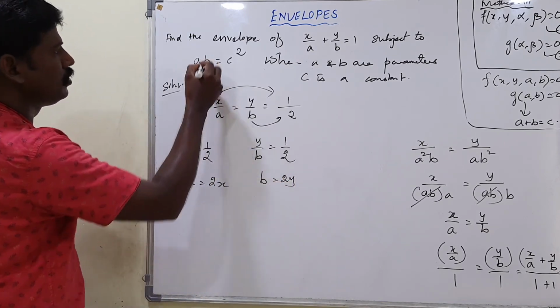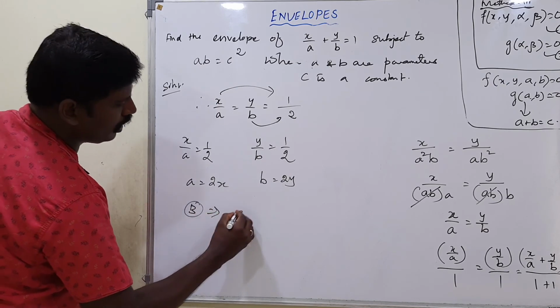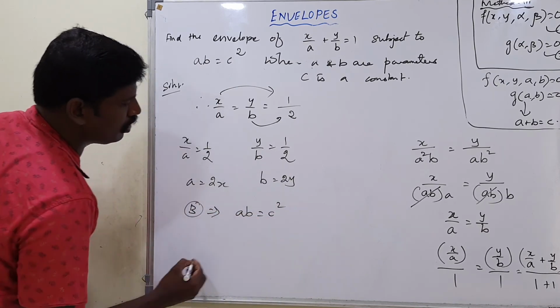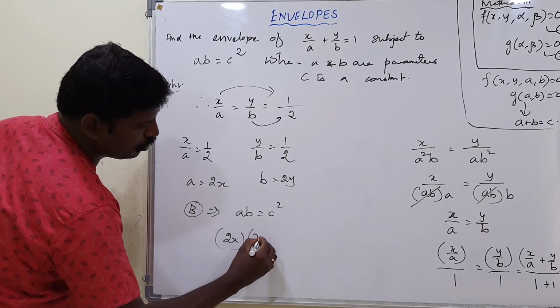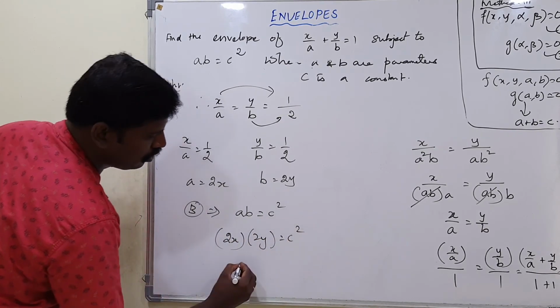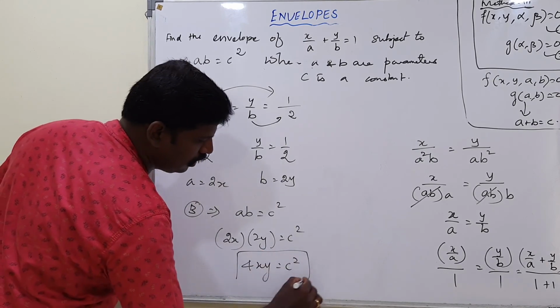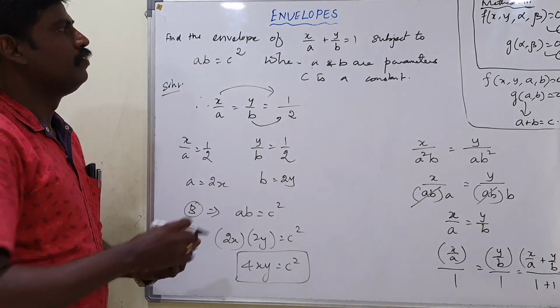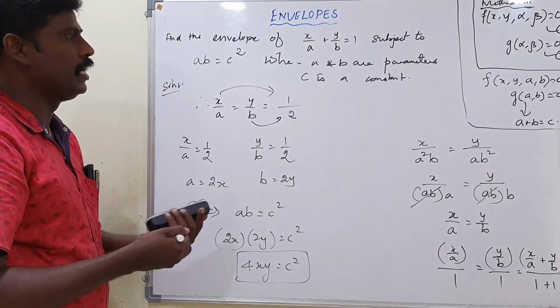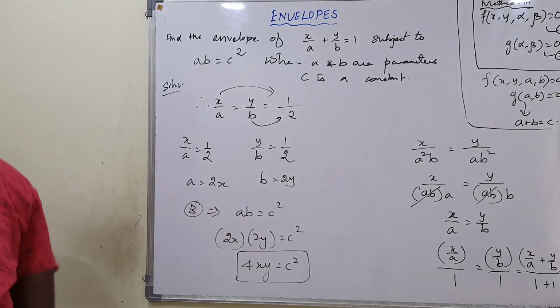Substitute these two values in the given relationship. The relationship between a and b is ab = c². Substitute it here. What is a? 2x. What is b? 2y equal to c². So 4xy = c² is the envelope of the given family of straight lines, under this condition ab = c².